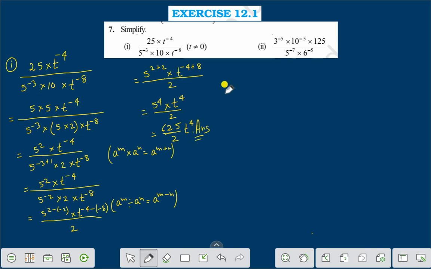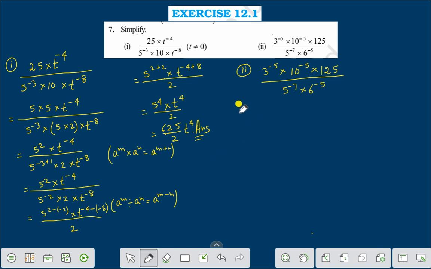I will solve question number 2. Here you see question number 2 is 3 to the power minus 5 into 10 to the power minus 5 into 125, divided by 5 to the power minus 7 into 6 to the power minus 5.